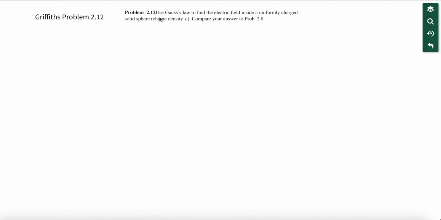The problem asks us to do the following. To use Gauss's law to find the electric field inside a uniformly charged solid sphere, charge density rho, and to compare our answer to problem 2.8.